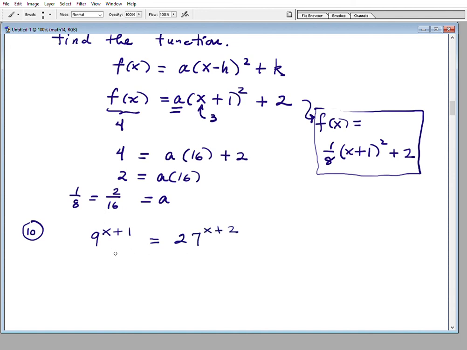And the way we solve this is put both in terms of a common base, if you can. Otherwise, we have to use logs, but that comes later. First, we put in terms of a common base, so these both can be expressed in terms of base 3, because 9 is 3 squared, and 27 is 3 cubed.